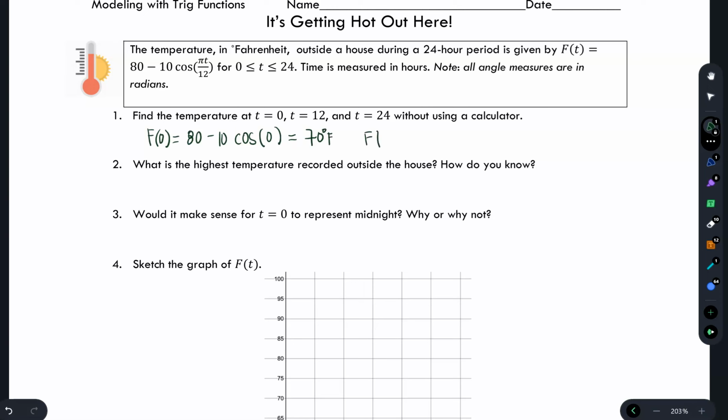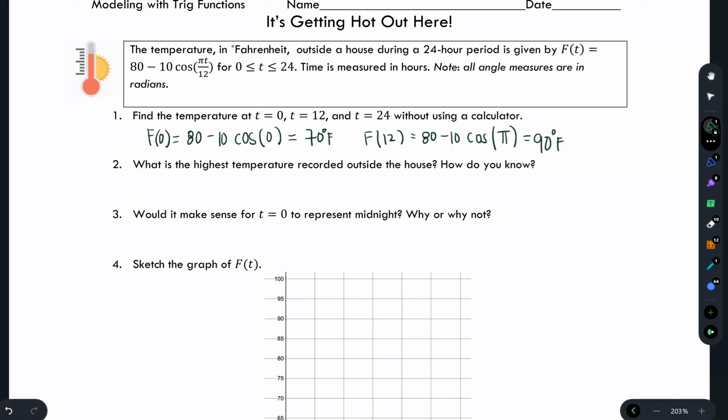Okay. F of 12. I'm going to plug in a 12. So 80 minus 10. And then cosine of, if I plug a 12 in there, that'll be pi times 12 over 12, which is just going to be a pi. So cosine of pi is a negative 1. Negative 1 times 10, or negative 10, is a positive 10. So that's 90 degrees Fahrenheit.